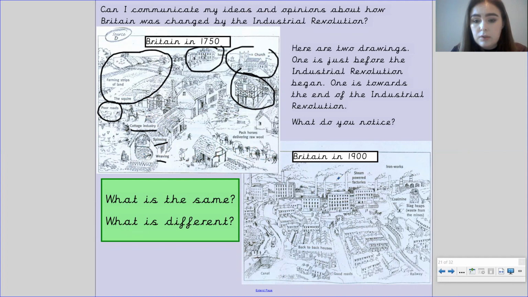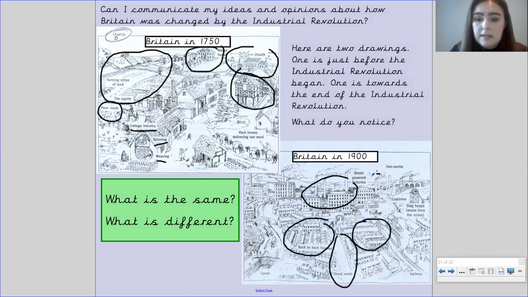Whereas Britain in the 1900s had factories, they had solid, good roads, they had lots of houses. These are back-to-back houses. And you can see that there are loads of factory chimneys here as well, producing loads and loads of steam. So already we've got a massive difference. There's more houses, there are more factories, the roads are so much better. You don't have these industries in houses anymore, they're in factories now. So well done if you got some of those.